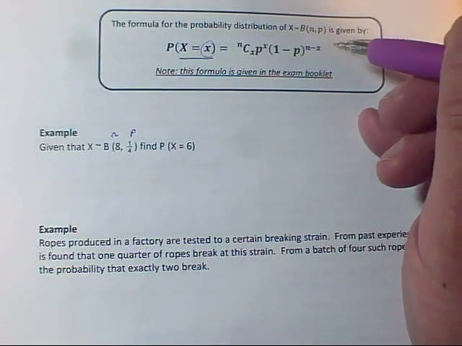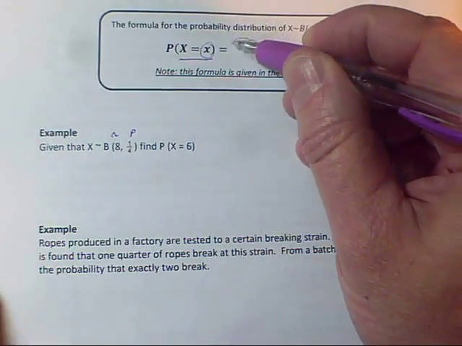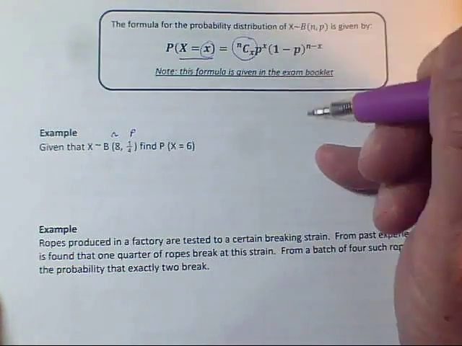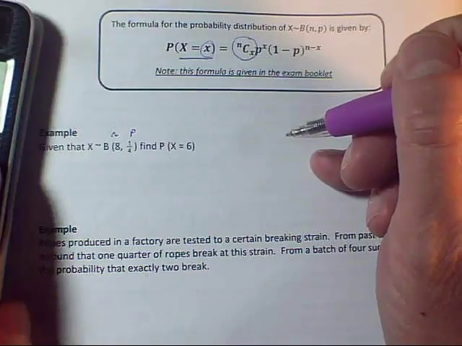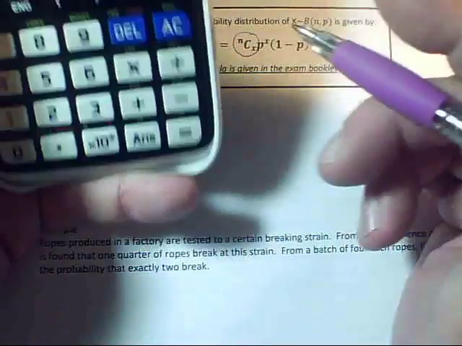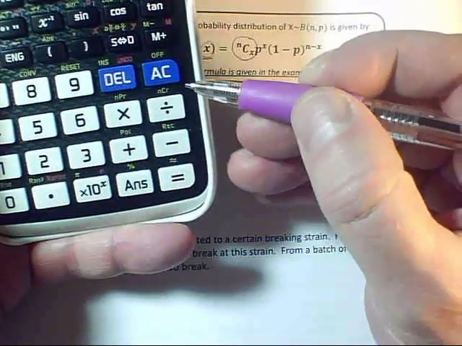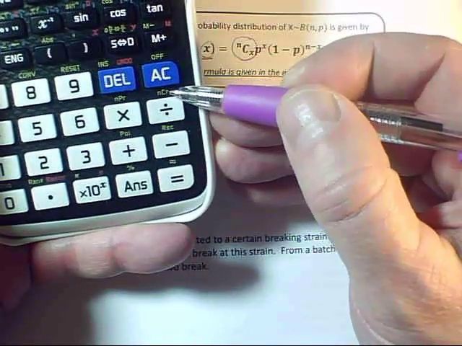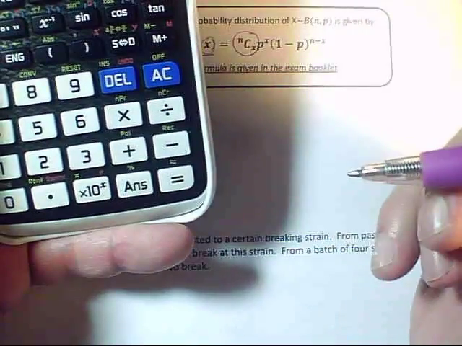Okay, so all I need to know is how to get n choose x, this part of the formula, and that's done using your calculator. If you look carefully at your divide button, you can see it says nCr on it, so that's how we get values of that.